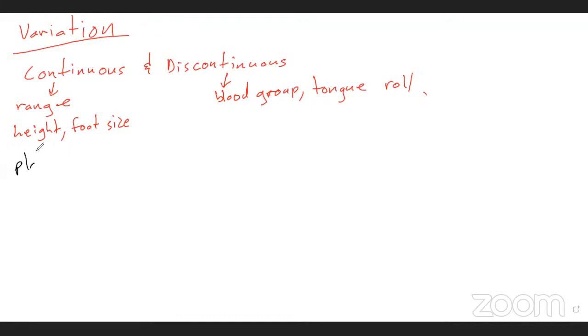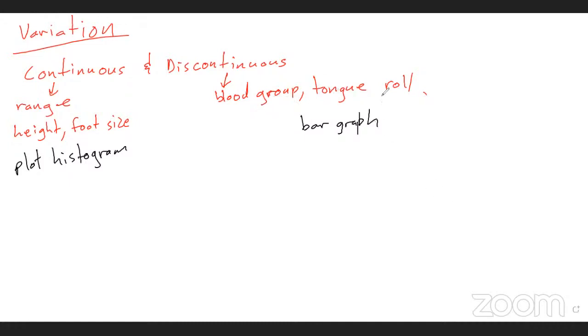Anybody remember how a histogram works? You have to have different intervals. They have intervals, right? And how does the bar graph work? It does have different categories, just like what we said for discontinuous variation. You have a particular category and you're either in it or you're not in it.